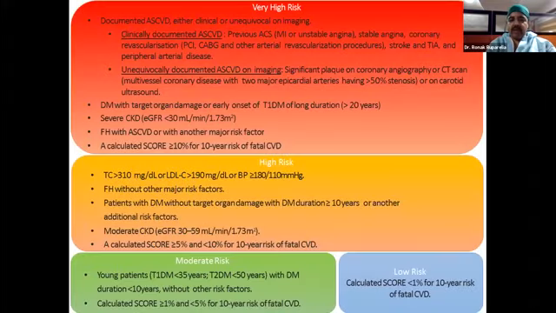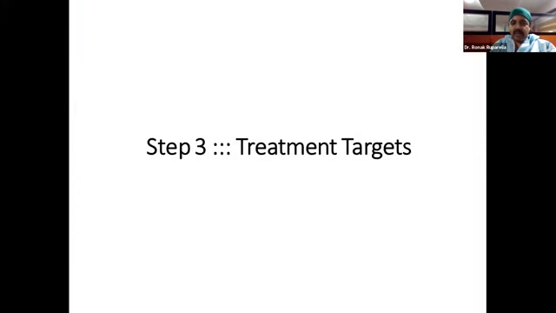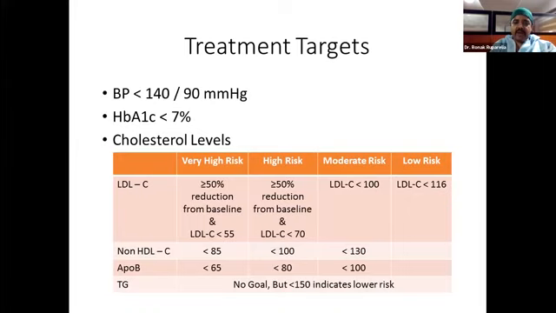Why is it important to know this? Because the treatment parameters, or the target values of LDL, HDL, and total cholesterol, differ according to the various categories. Now, the treatment target given in these guidelines for the very high risk group is at least a more than 50% reduction from the baseline in LDL cholesterol, and the absolute LDL cholesterol target should be less than 55.